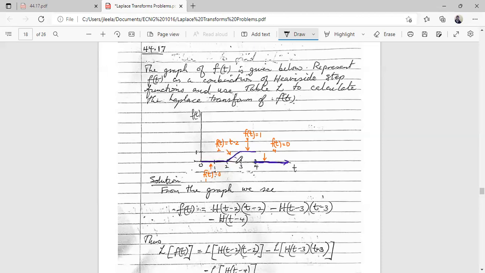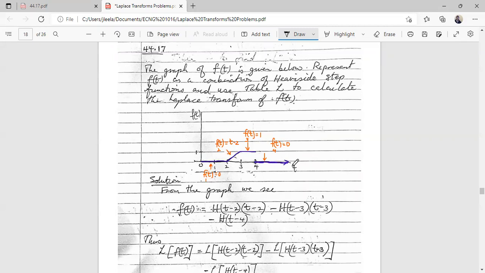So notice here the run here is 1 and the rise here is 1. So the gradient here is 1. But the intercept here is not cutting the axis at 0. If this line continues, it will be cutting the axis at minus 2. So F2(t) is defined to be t minus 2. F3(t) is 1 and F4(t) is 0.